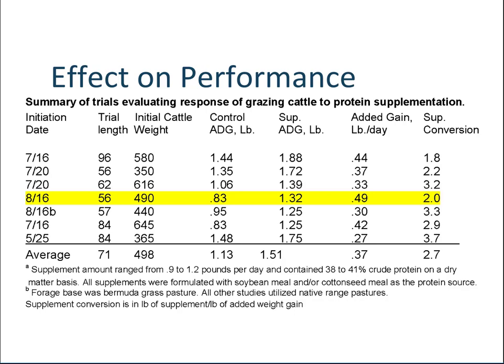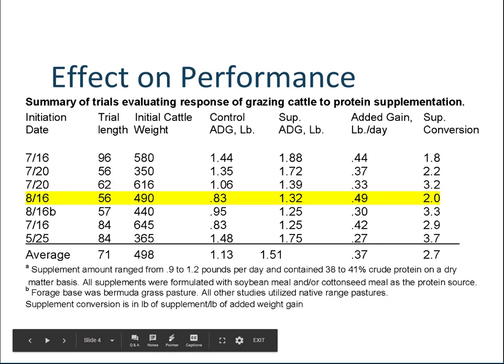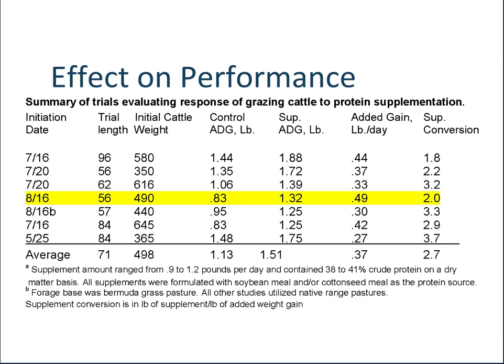Here is where we get the values to calculate supplement conversion ratio. The key variable is the additional gain. In this case, it is 0.49 pounds. This is the amount of average daily gain that the supplemented cattle gain in excess of the unsupplemented cattle. In other words, it's the amount of gain attributable to the supplementation program, not counting the average daily gain that could be obtained from the forage by itself.